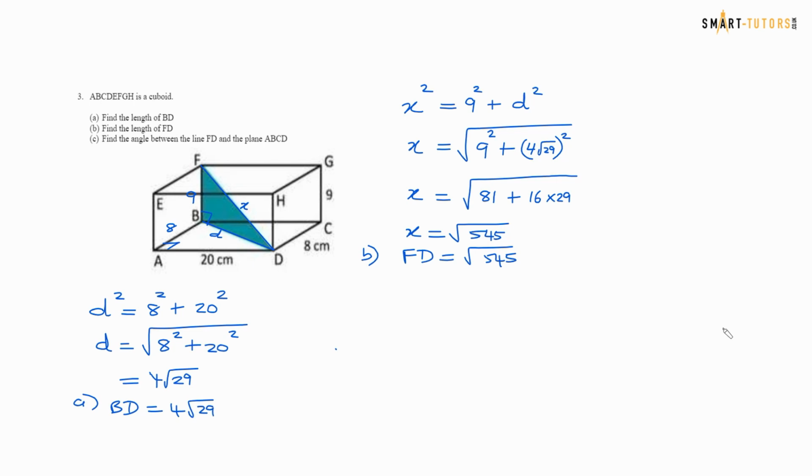And now find the angle between the FD and the plane ABCD. FD and the plane ABCD means this is the angle. So for that angle, what can we do? We can do it various ways, right? Basically, if you draw the triangle, you have some idea. So if I put this one, this is 4 root 29, and this is 9. And this is root 545, and that is the theta. So this is opposite and this is adjacent.